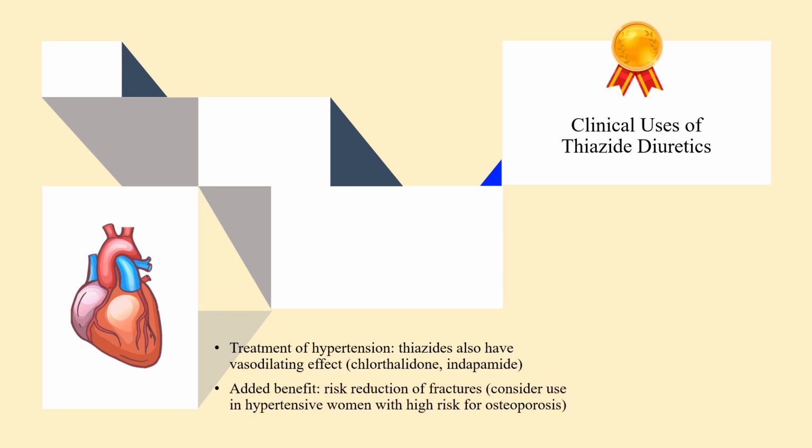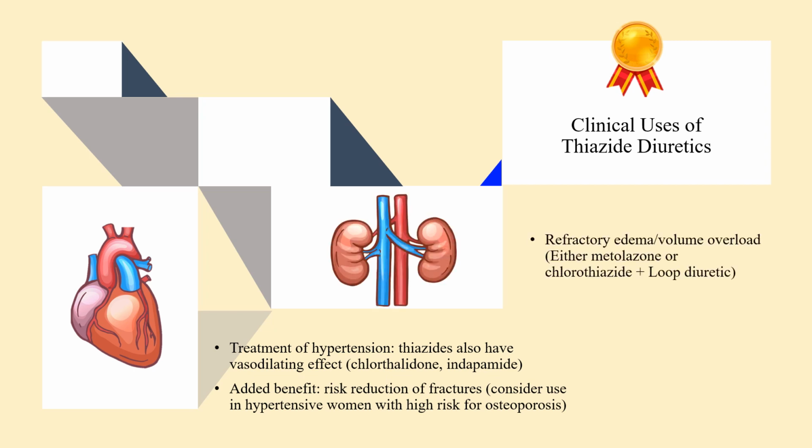Because thiazide diuretics increase calcium reabsorption, the use of a thiazide diuretic may be preferentially considered over other antihypertensive agents in individuals with high risk for osteoporosis for the potential benefit of fracture risk reduction. Clinically, we commonly use thiazides such as metolazone and chlorothiazide in combination with a loop diuretic to treat refractory cases of volume overload.